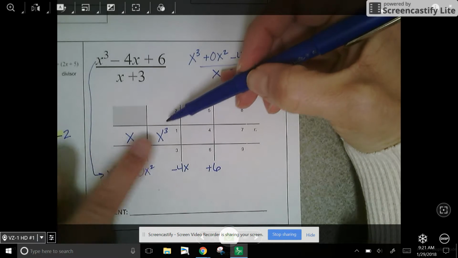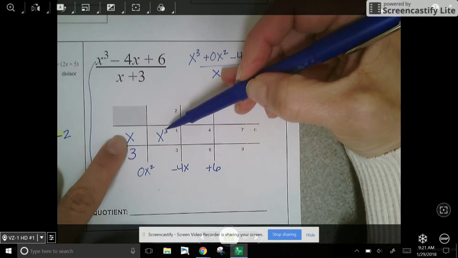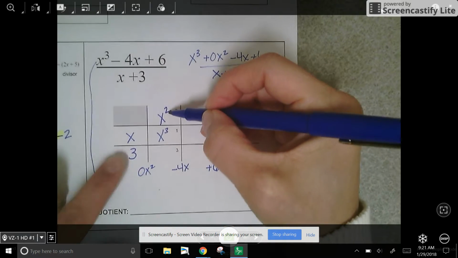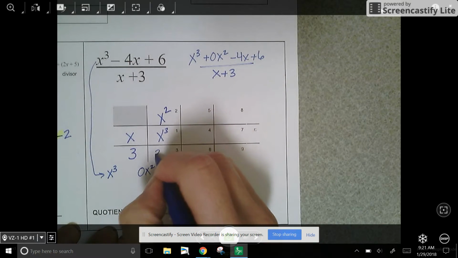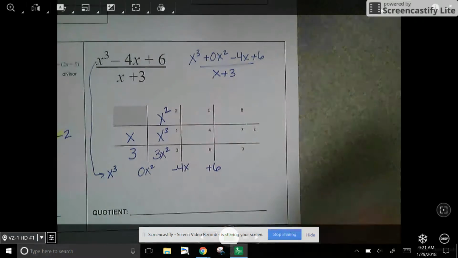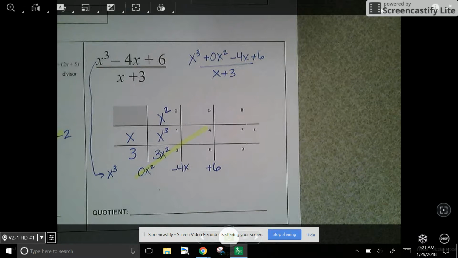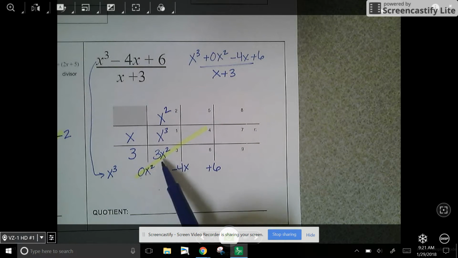Something times x is x cubed. Well, I've got one x and it needs to be x cubed, so this is x squared. X squared times 3 is 3x squared. And I'm going to be on a diagonal. I know my diagonals need to be like terms, so if I never wrote 0x squared and had my minus 4x here, things would not have been lined up properly. But this and this, they have to be like terms.